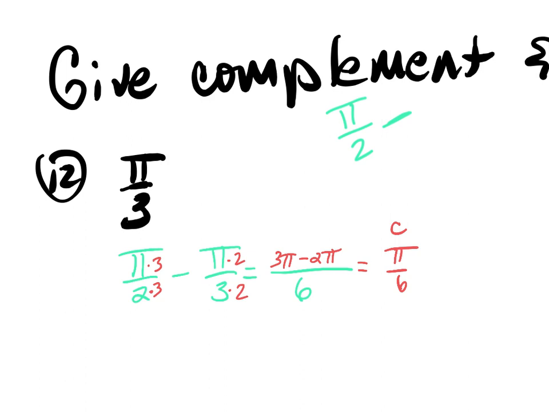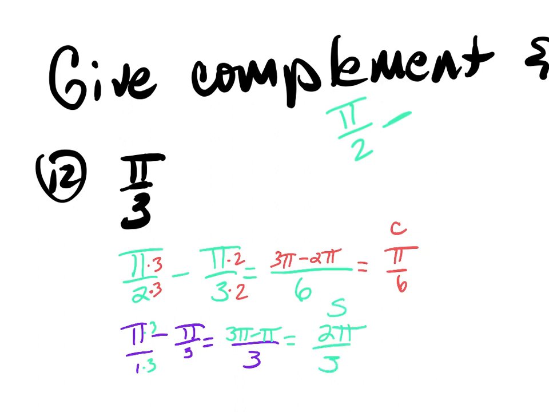Now if I'm going to try and find the supplement, then I say pi minus pi over 3. Common denominator would be 3. So I multiply the bottom by 3, multiply the top by 3. I get 3 pi minus 1 pi gives me 2 pi over 3. That's your supplement. That's fine. But you have to remember the pi over 2 and the pi have to come first.